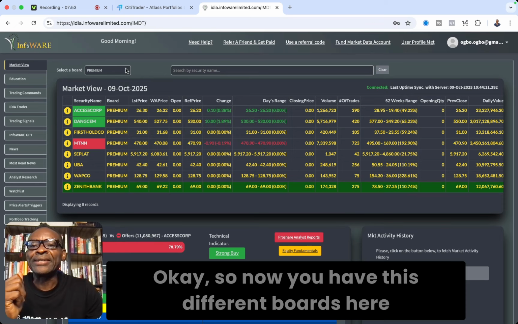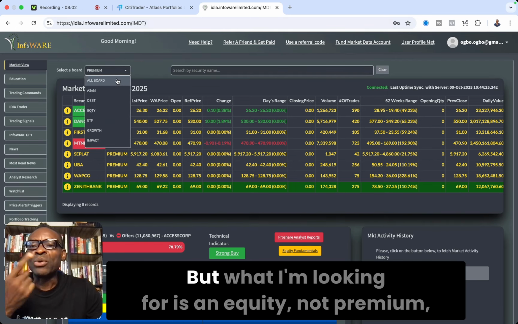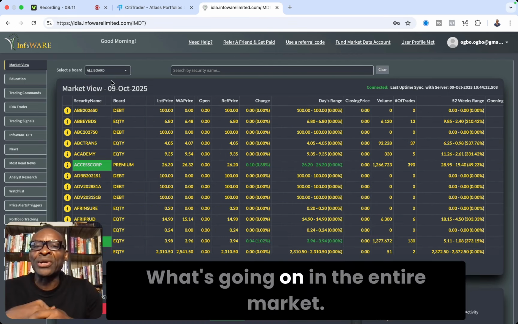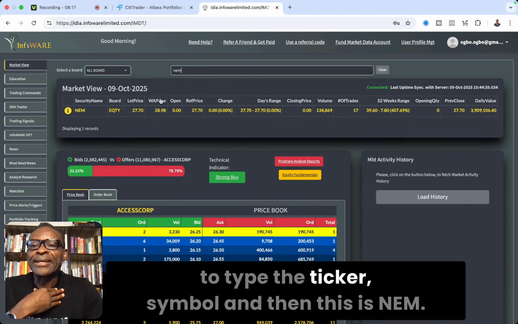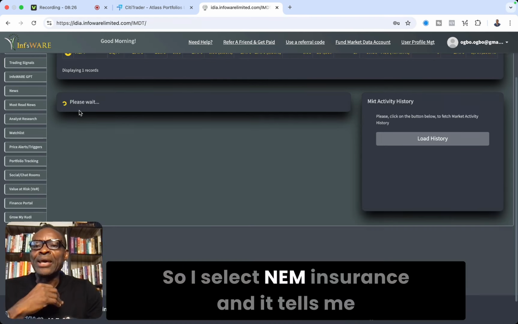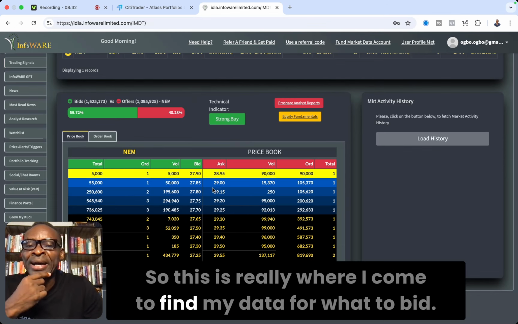Okay, so now you have these different boards here, which mirror the same things that you saw in the CitiTrader. But what I'm looking for is an equity, not premium. I just select board so that it gives me the entire market, what's going on in the entire market. And because I want to buy name insurance, I come here to type the ticker symbol, and then this is name. So I select name insurance, and it tells me exactly what is going on in the market. So this is really where I come to find my data for what to bid.